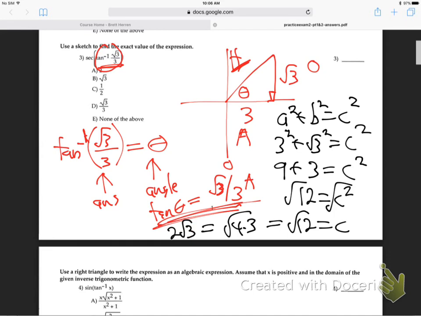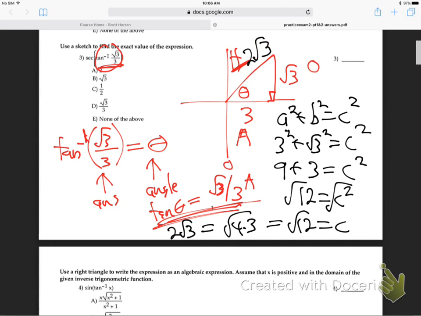How are we doing? Am I moving too fast? You follow this Pythagorean theorem: a squared plus b squared is c squared. 3 squared plus root 3 squared is c squared. 3 squared is 9. Root 3 squared just tears off the root. That's 12. Root of 12, 4 times 3. Root of 4 is 2, so 2 root 3. So that's c. It's 2 root 3. Okay, now that we've done all that, you good so far? We're ready to answer the final question.